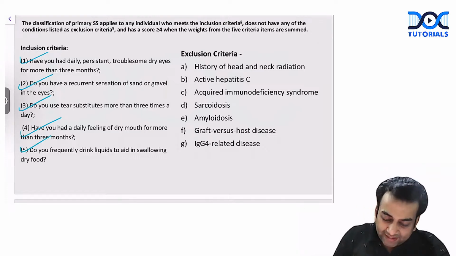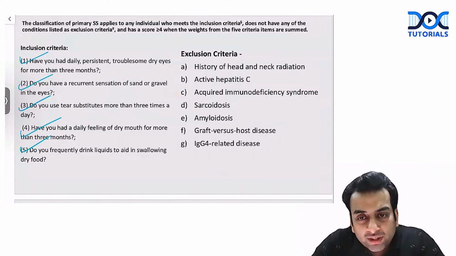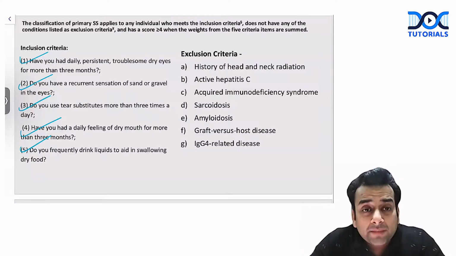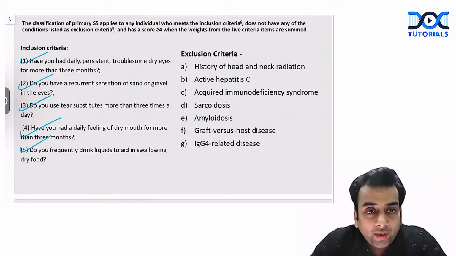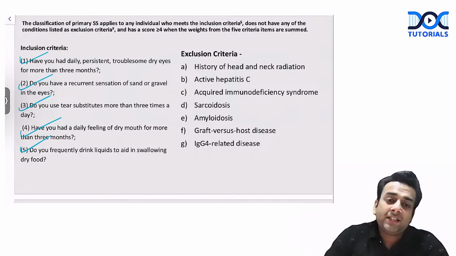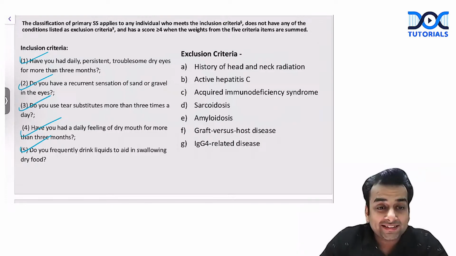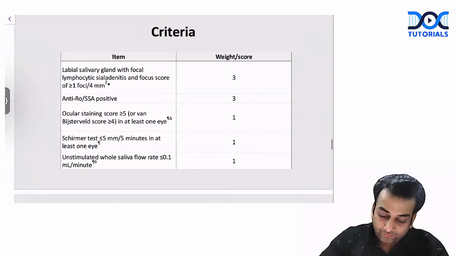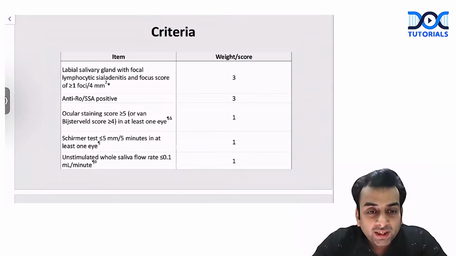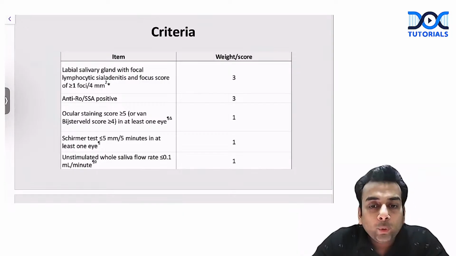So these are basically the common symptomatology of Sjogren syndrome, and you've got to exclude the mimics of Sjogren's like head and neck radiation, active hepatitis C, AIDS, sarcoid, amyloid, graft versus host disease, and IgG4 related disease. Our patient, of course, didn't have any of these exclusion criteria. So here, this is again the criteria and the weighted score.